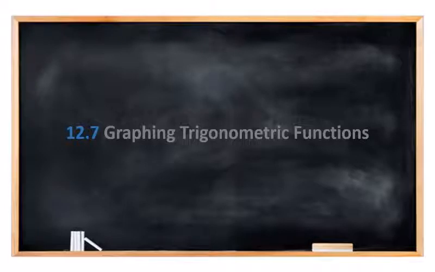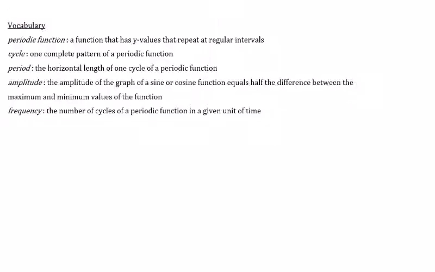12.7 Graphing Trigonometric Functions. So, a trigonometric function is a periodic function, which means that it has a pattern that repeats over and over again. In other words, a cycle, right? So, a cycle is one complete pattern of a periodic function, and a period is the length of that cycle. Okay, so it's the length of one cycle.